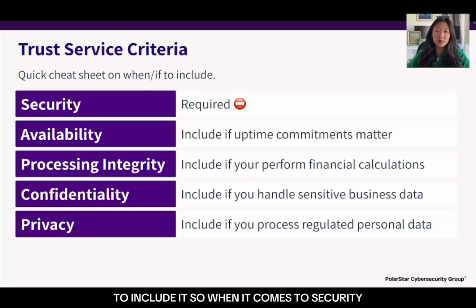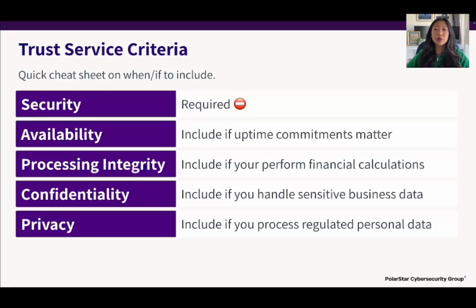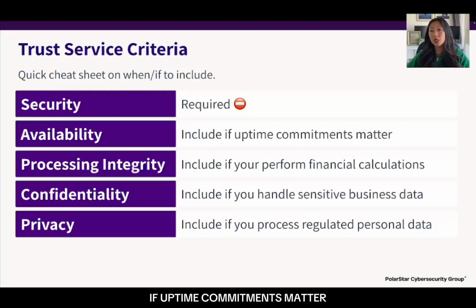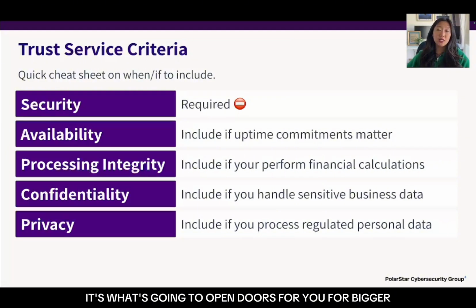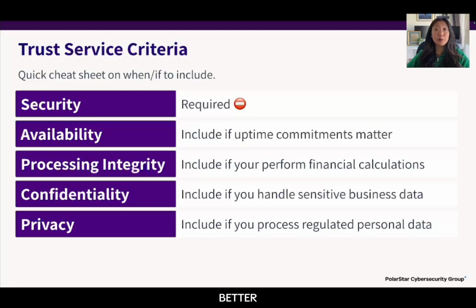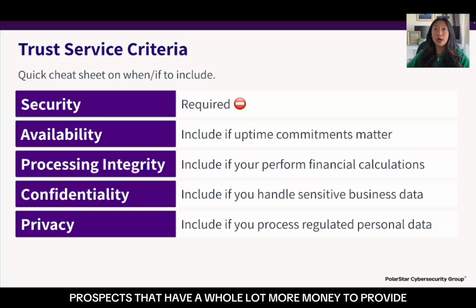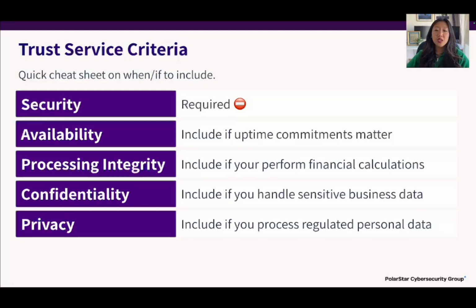So when it comes to security, you have to do it. So we won't even talk about that. But for availability, if uptime commitments matter, include it. This is the most popular, let's call it add-on to the scope when it comes to trust service criteria. Processing integrity, if you're fintech or you're performing any sort of financial calculation, you're going to want to have it. It's what's going to open doors for you for bigger, badder, right? Prospects that have a whole lot more money to provide.